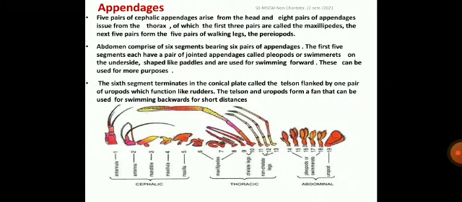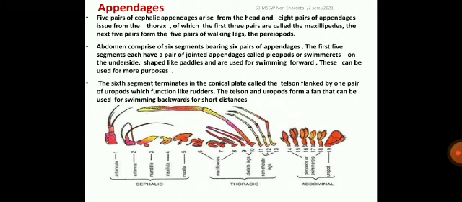Once again, a beautiful diagrammatic representation of different appendages can be viewed in this particular slide. Here you can mention there are 5 pairs of cephalic appendages, which I have already told you. They arise from the head, and 8 pairs of appendages arise from the thorax, of which the first 3 pairs are called the maxillipeds. The next 5 pairs form the 5 pairs of walking legs. They are called pereiopods, P-E-R-E-I-O-P-O-D-S. The abdomen comprises 6 segments bearing 6 pairs of appendages.